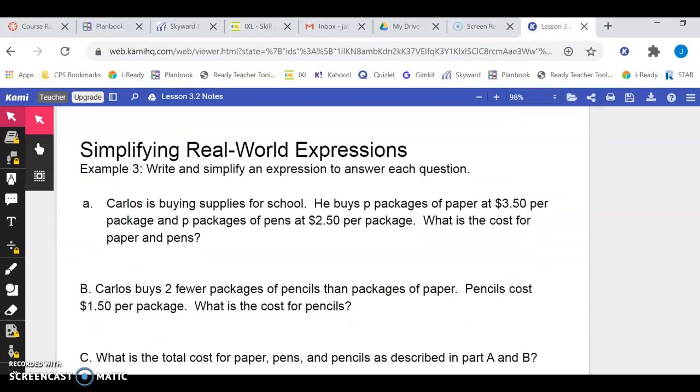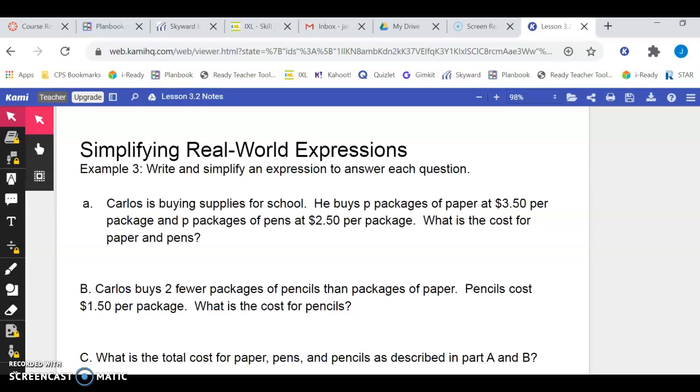Now moving on to real-world expressions. Example 3 says to write and simplify an expression to answer each question. So part A, Carlos is buying school supplies. He buys P packages of paper at $3.50 per package and P packages of pens at $2.50 per package. What is the cost for paper and pens?